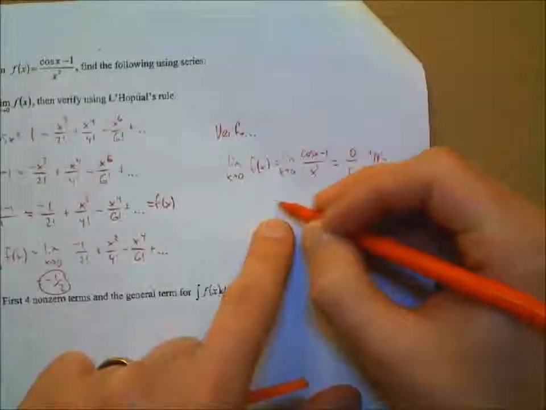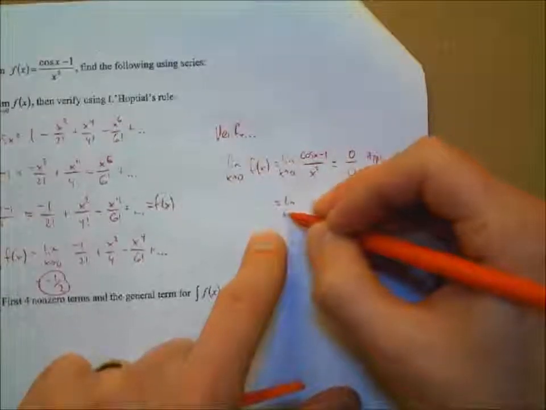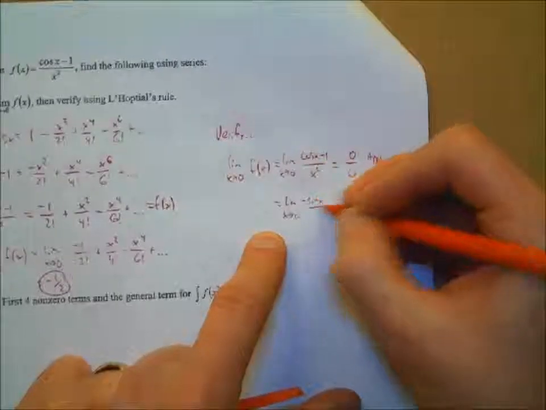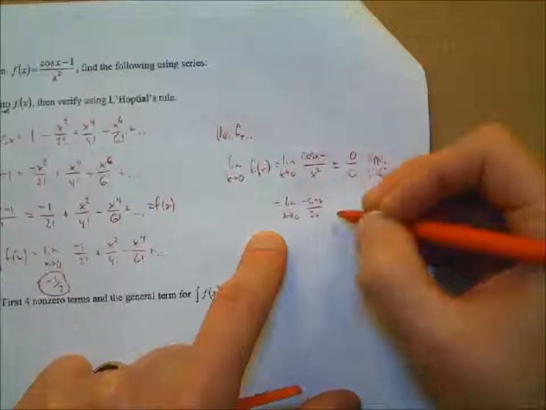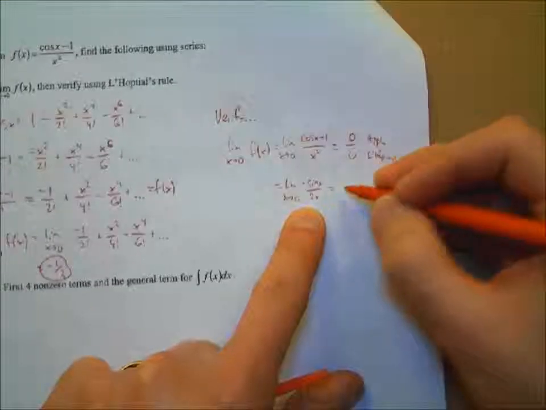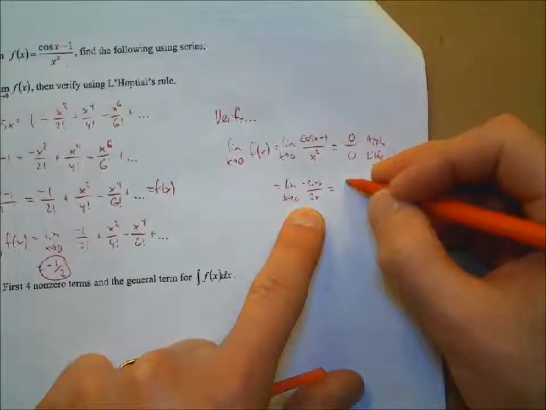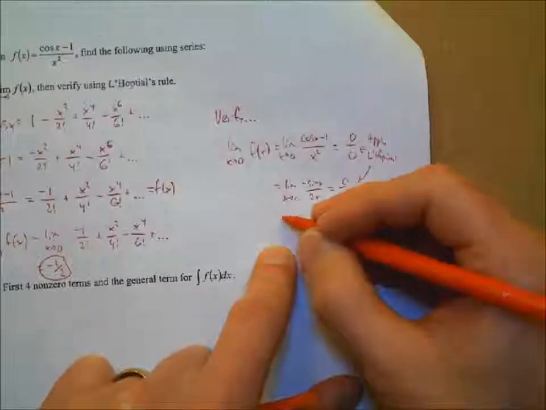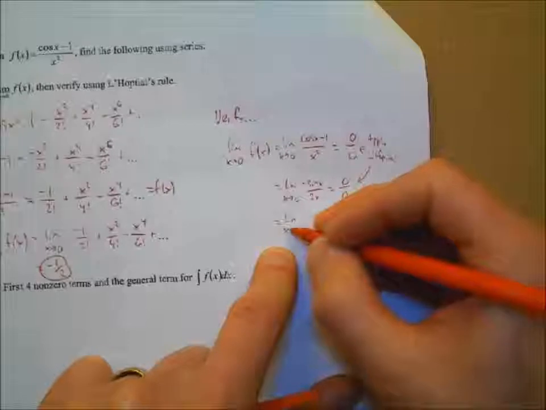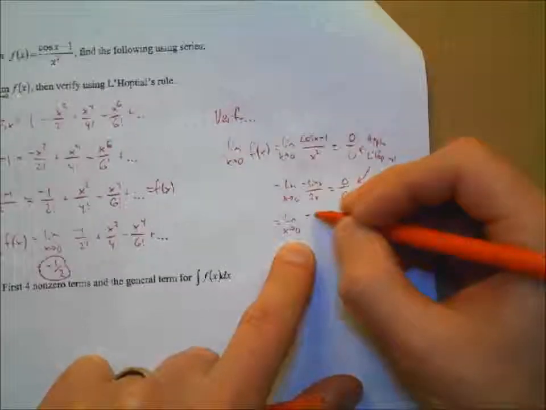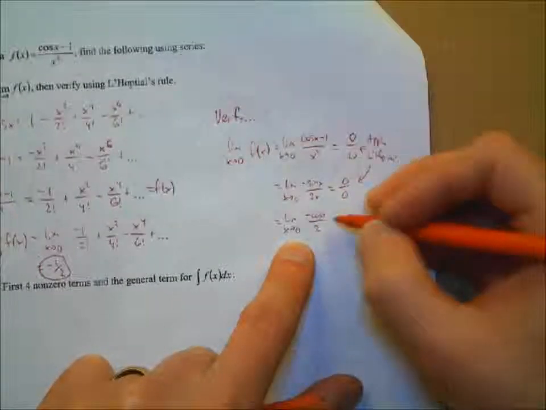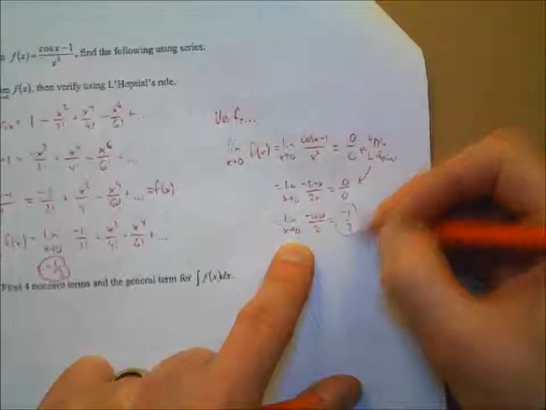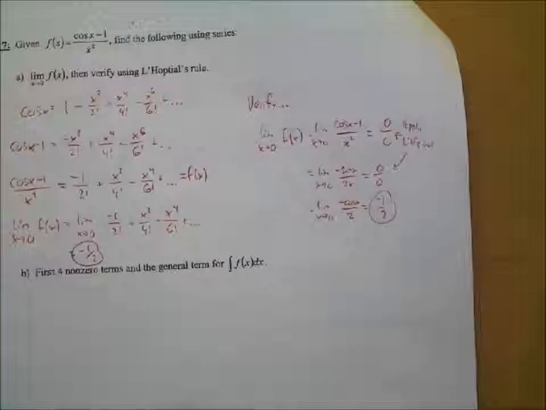Okay, so the derivative of cosine is negative sine. The derivative of x squared is 2x. Now we'll direct substitute in 0, and we get 0. Oh, man. So we'll do it again. The derivative of sine is cosine, so it's negative cosine x over 2. Cosine of 0 is 1, so it's negative 1 over 2. Check, it works. All right, we did that.